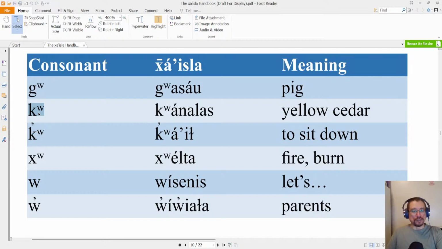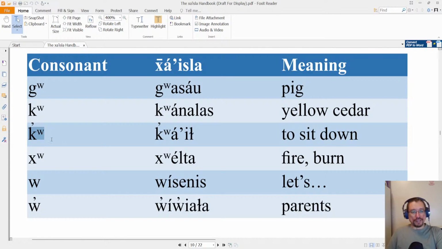The next one is the rounded K, regular rounded K. And I should point out there's a typo here. This N should have an apostrophe on top. So it should be a glottalized N instead of a regular N. And this word is pronounced quatnalas, which is the xa'isla word for yellow cedar.